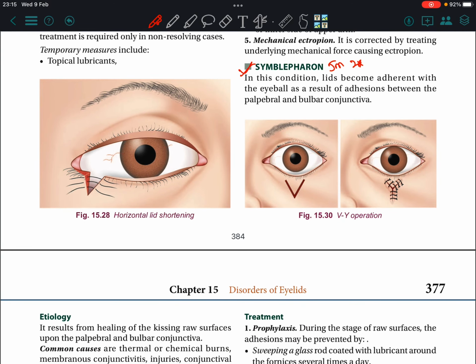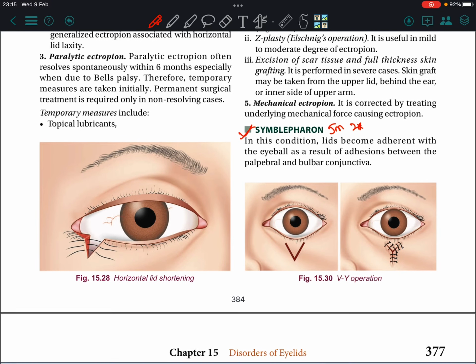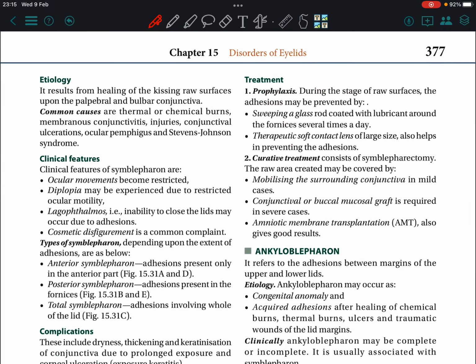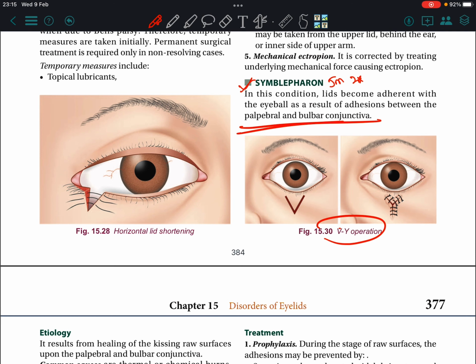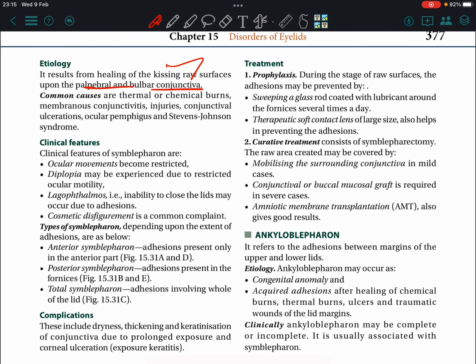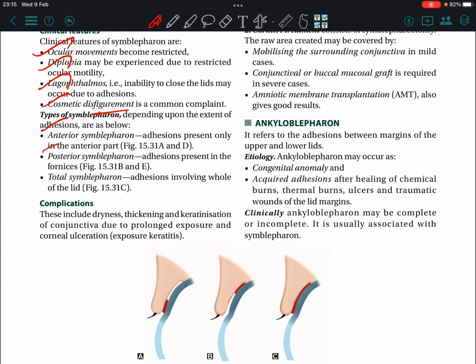Then we'll move on to symblepharon. In this condition, the lid becomes adherent with the eyeball as a result of adhesion between palpebral and bulbar conjunctiva. Etiology: it results from raw surfaces of the palpebral and bulbar conjunctiva kissing each other. Common causes: thermal and chemical burns, membranous conjunctivitis, injuries, Stevens-Johnson syndrome. Clinical features: ocular movements become restricted, diplopia, lagophthalmos, cosmetic disfigurement. Types: anterior, posterior, total.